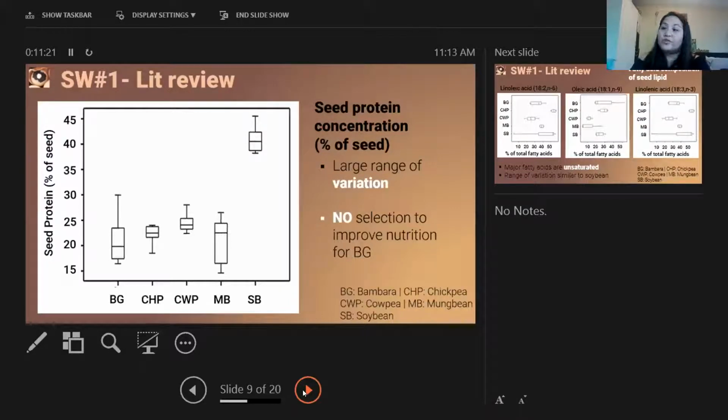I also have to stress that the data I use for bambara groundnut is mainly gathered on traditional landraces and varieties that have not had any selective pressure to select for nutritional composition.